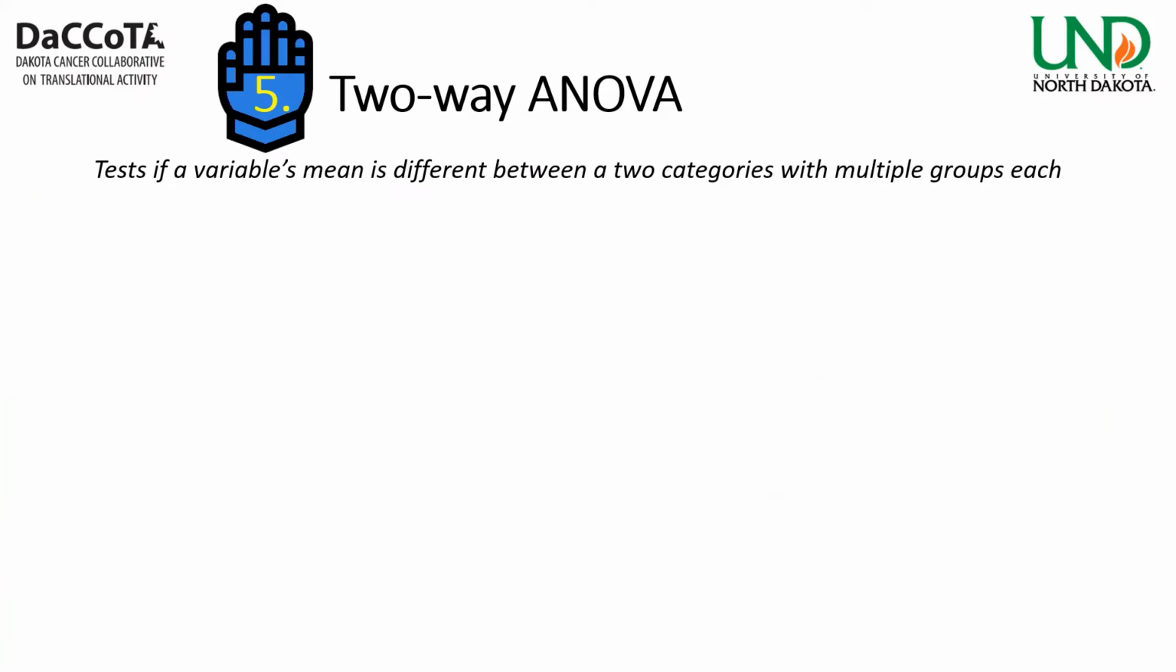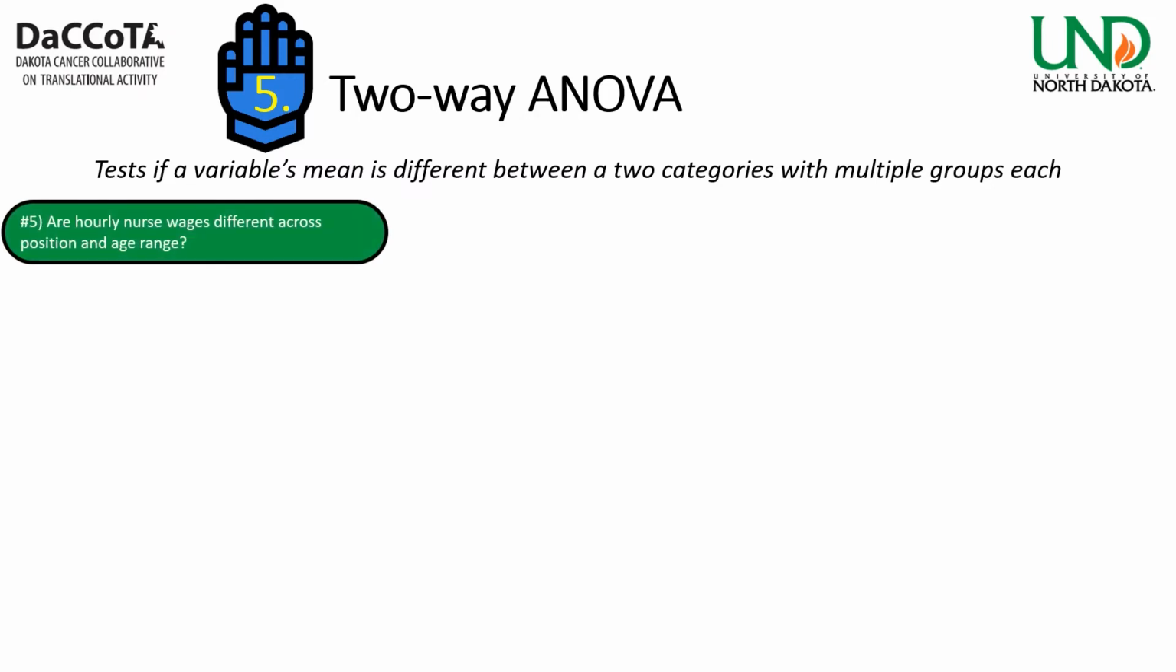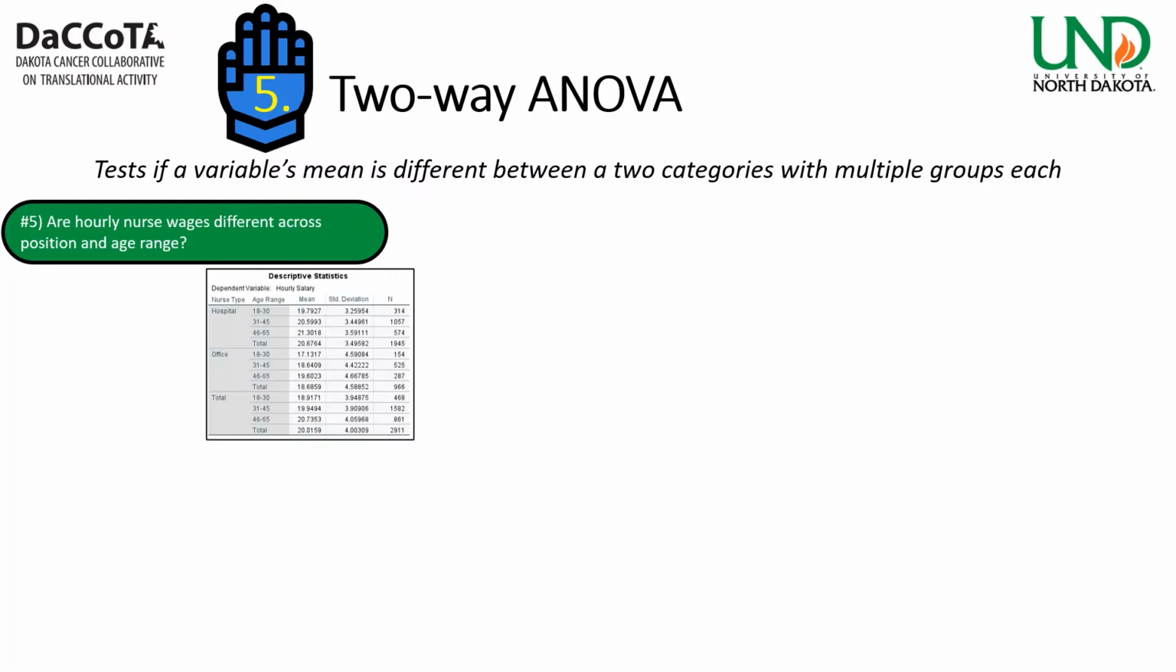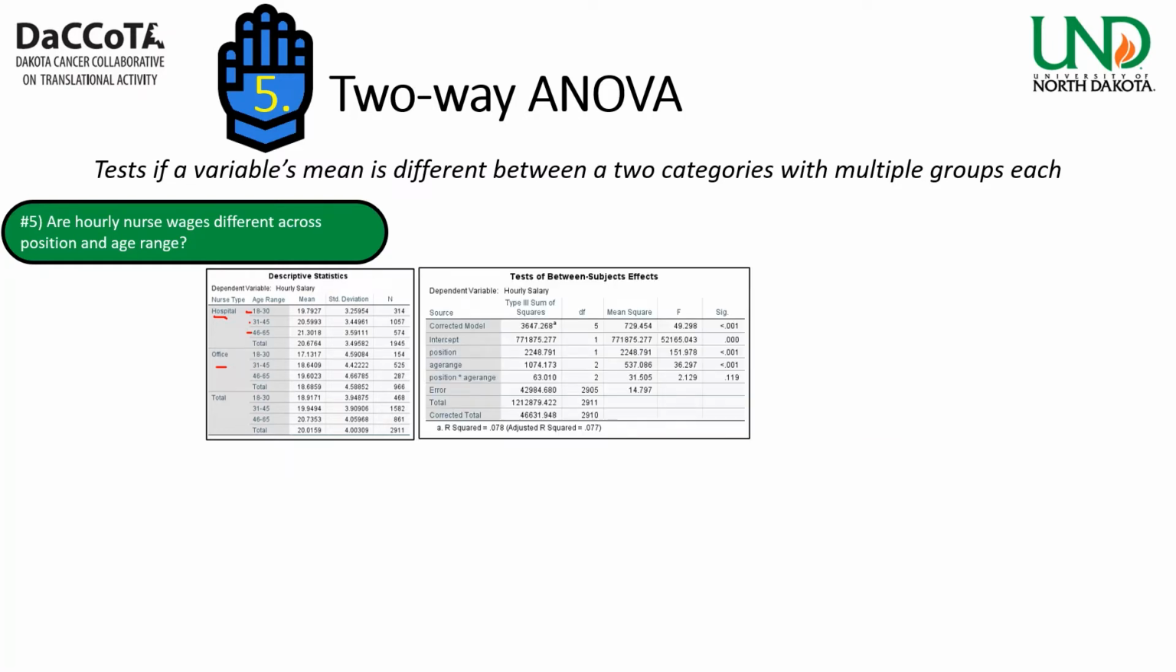Okay, let's keep going here. Let's turn to a nurse data set. Our question: do hourly nurse wages differ across position and age range? The different positions are hospital or office, those are the two, and then age range is either 18 to 30, 31 to 45, and 46 to 65. We look at this with our two-way ANOVA. It looks like both position and age range are significant, but the interaction is not.